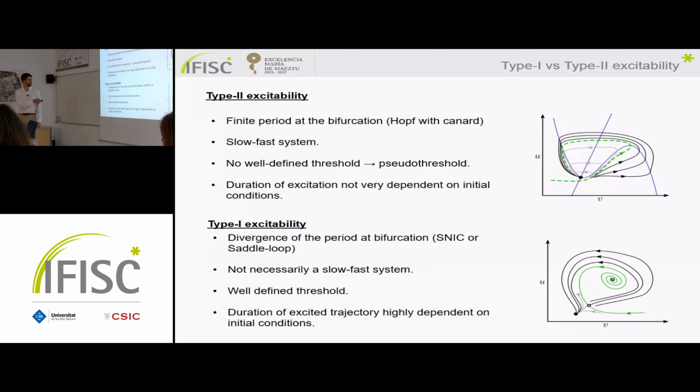In contrast, in type 1 excitability, the cycle is destroyed in a bifurcation where the period of the oscillation diverges, typically a SNIC or a saddle loop bifurcation. This bifurcation does not need the system to have slow-fast dynamics. So type 1 excitability does not need this kind of dynamics. They have a very well defined threshold. In this case it is shown in this diagram as the green line. And the duration of the excitation highly depends on the initial condition. So if you get very close to the threshold, it will take much longer to complete the whole cycle.